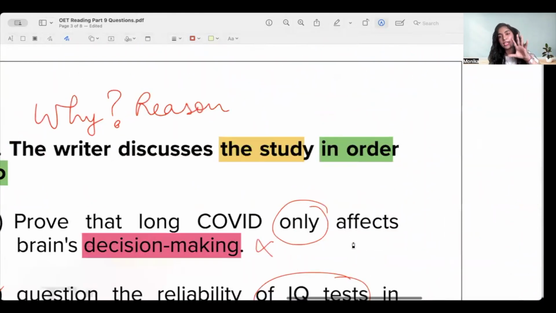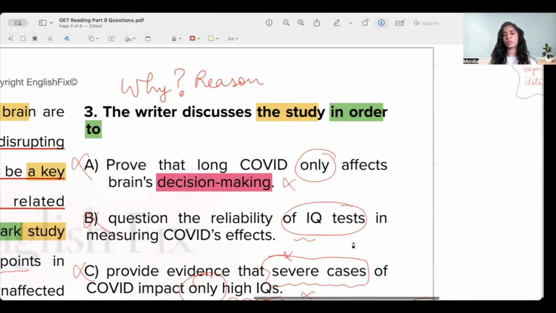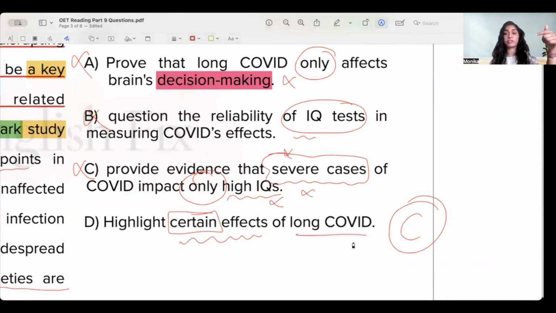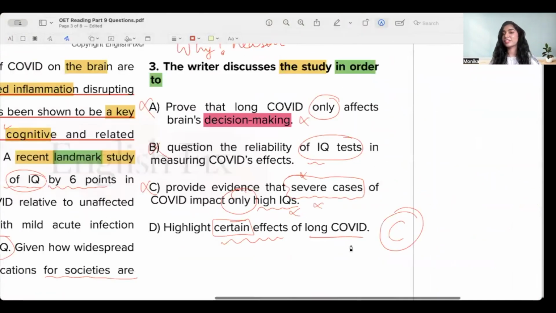So this is how you answer questions about why the writer does anything. By the way, it could be a phrase or an expression also. We'll see that next time.